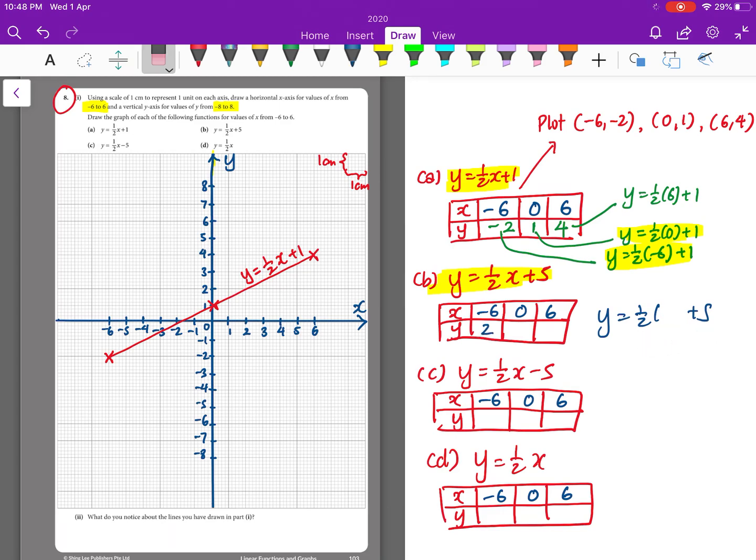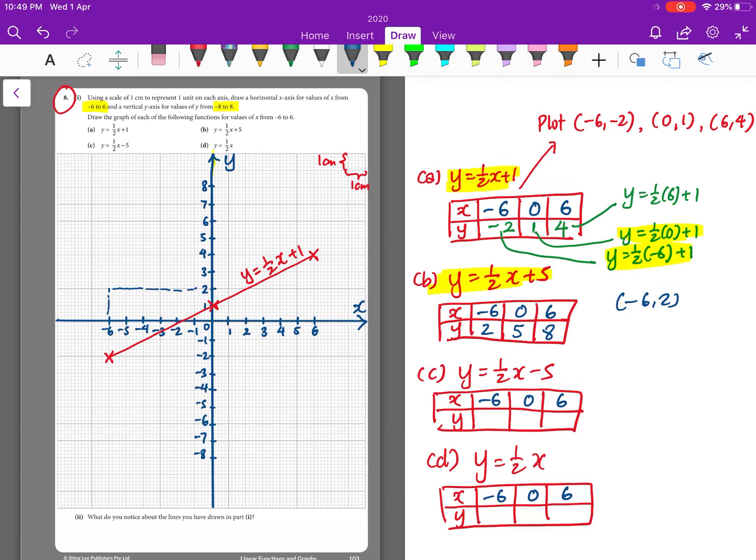Okay, second number, I sub in x equals 0. When x is 0, y is, you can press your calculator as well, you get 5. And when x is 6, your y is 3 plus 5, 8. So I have these 3 points to plot. When x is negative 6, y is 2. Plot this.